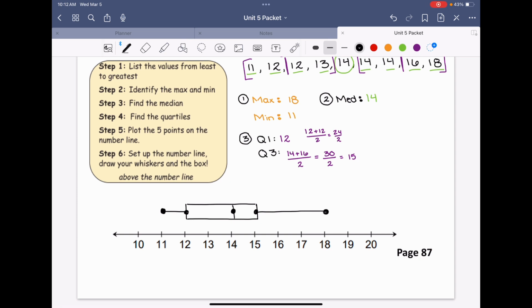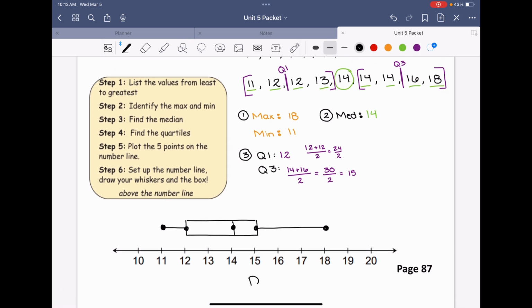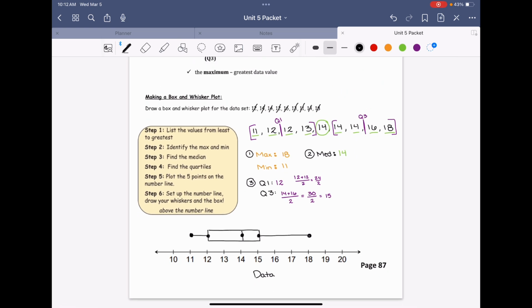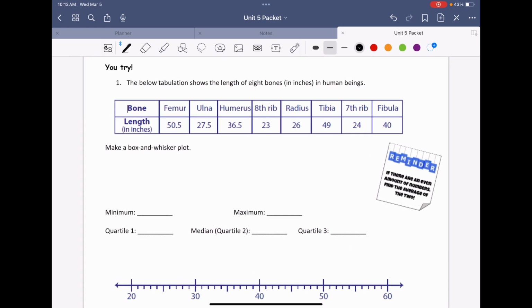We're going to give it a name. We're just going to call it data, because there is not really information about what this data set is telling us. All right, next page. Hey, I would like you to try this one on your own.